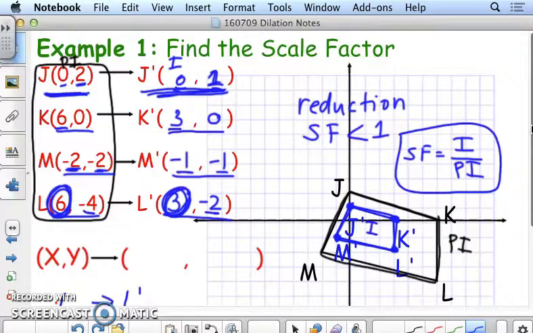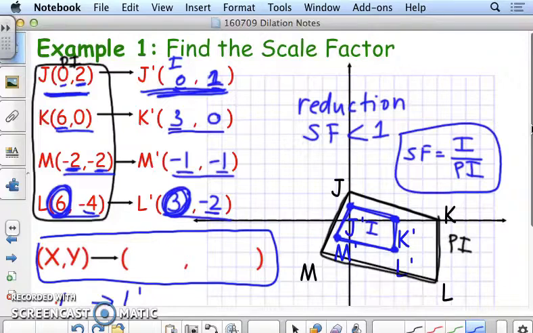So what I'm going to do here, when I find this rule, I'm going from my pre-image to my image. What's going to happen is I'm going to take my scale factor and multiply it by both coordinates. So in this specific situation, I take 1/2 and I multiply it by each coordinate. So I recognize here that I've got 1/2 x and 1/2 y.